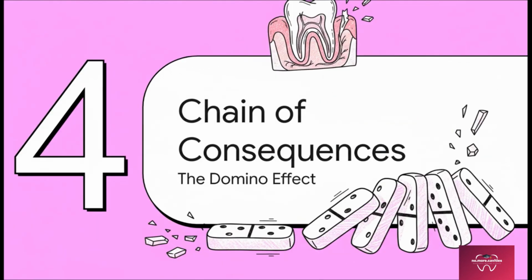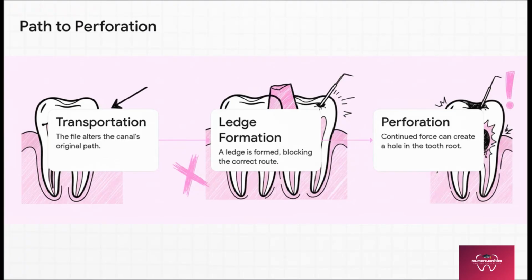So a tiny bit of the canal wall gets scraped away. Why is that such a big deal? You might be thinking it's no biggie, but it is, because it's not just a single event. It's the first domino in a chain of complications that can lead to the total failure of the procedure. Here's exactly how those dominoes fall. First, transportation shifts the original pathway of the canal. This creates a sharp little turn or a ledge, which blocks the correct route. Now, if the dentist tries to force the file past this ledge, they can inadvertently drill a hole right through the side of the root. This is called a perforation and is a very serious complication.